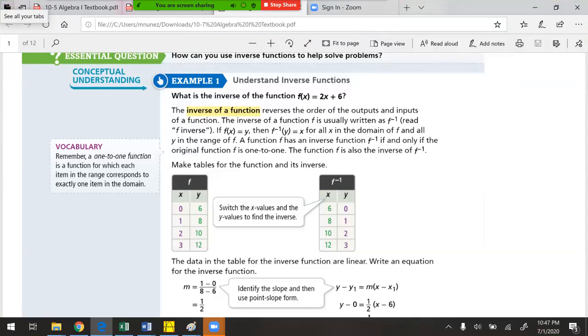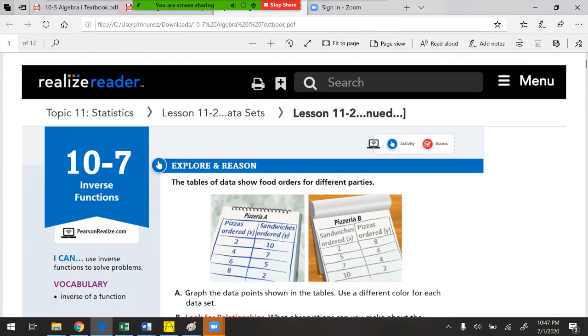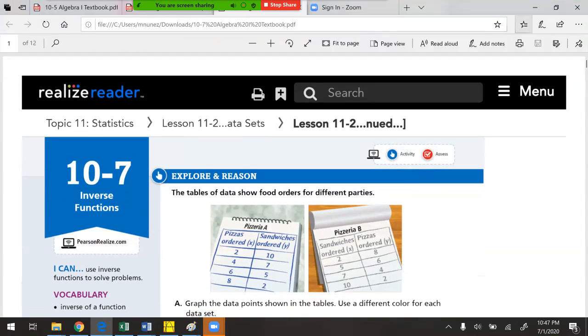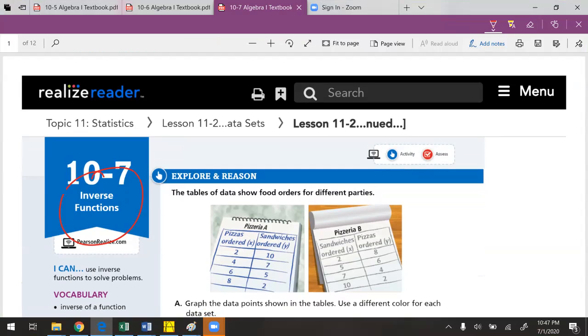Okay, here we go. Inverses of a function. It's the last section, 10-7. When you see the word inverse, you automatically think flip. And I'll even show you guys a basic example.